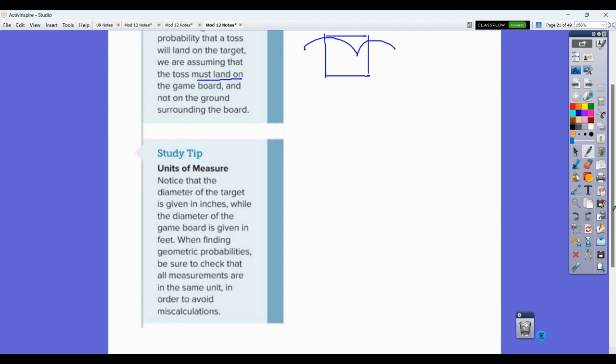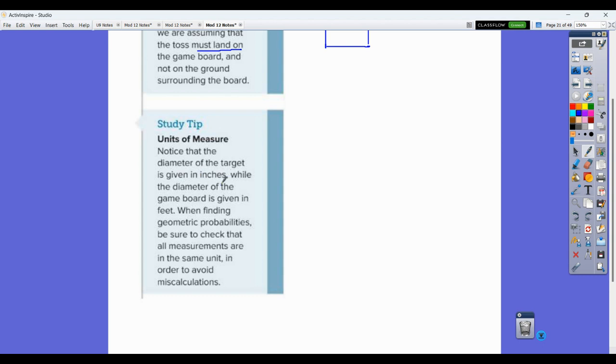Notice that the diameter of the target is given in inches while the diameter of the game board is given in feet. When finding probabilities, be sure to check that all measurements are in the same unit. Otherwise you will have a miscalculation there.